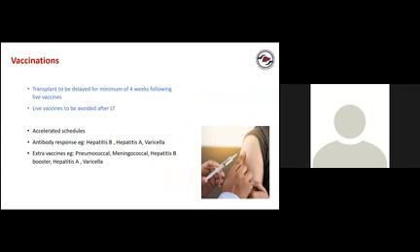So now we have gone through various assessments and MDT referrals when we have identified a transplant candidate, and come to vaccinations. It's very important that the vaccination is up to date in a child who's going to go through a transplant. The principle is to delay a transplant for a minimum of 4 weeks following a live vaccine. And they are to be avoided after liver transplant, obviously due to the immunosuppression. So we use accelerated schedules to complete their vaccination as much as possible.